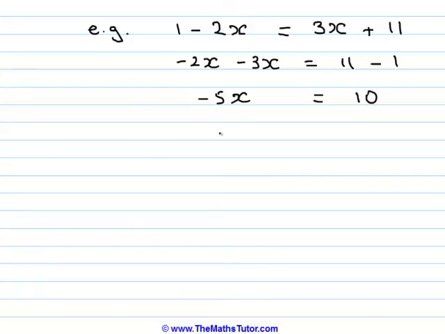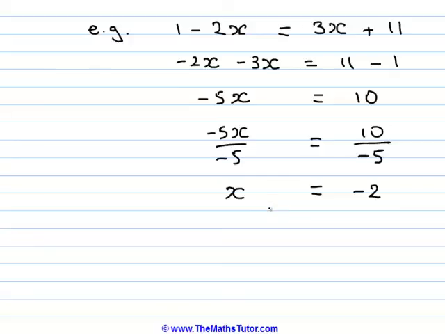The overall plan is to isolate the variable, in other words get x on its own on the left hand side. To do this we need to divide this side by minus 5. And we must do the same on the other side. This becomes x and this becomes minus 2. So minus 2 is the solution of this equation, the value that makes this equation true.